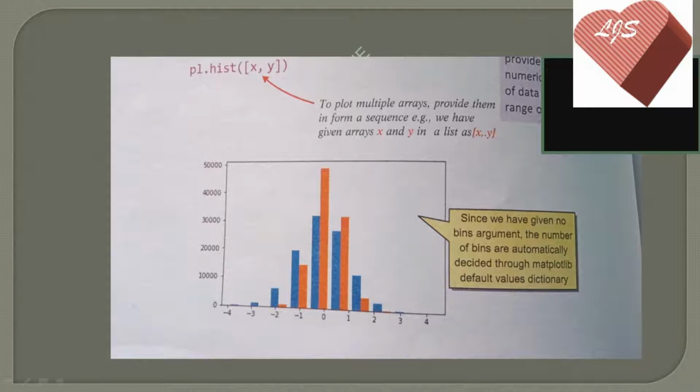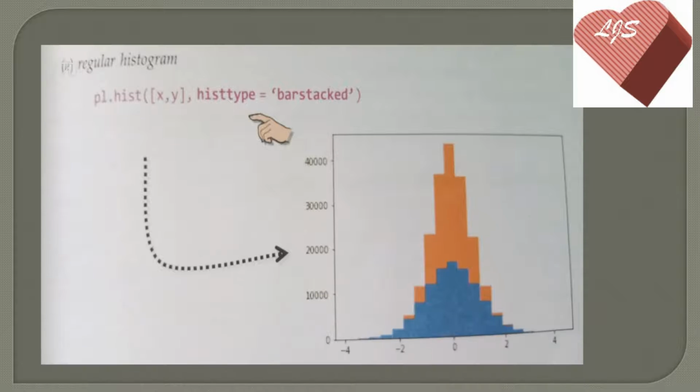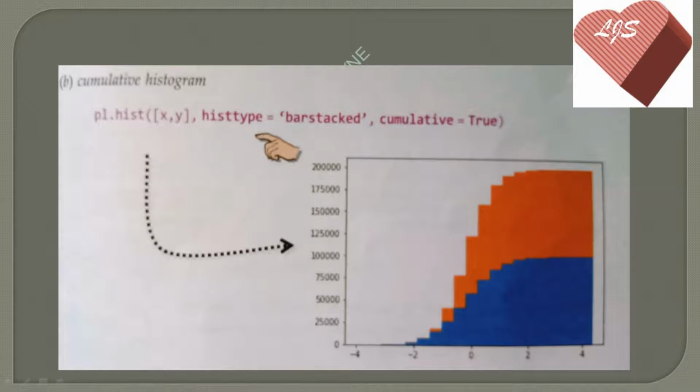To plot a stacked bar type histogram from both ND arrays X and Y, we can specify histtype is equal to barstacked. So here you can see a regular histogram of type barstacked. If we want to choose the type as barstacked with cumulative, then we can set cumulative is equal to true.